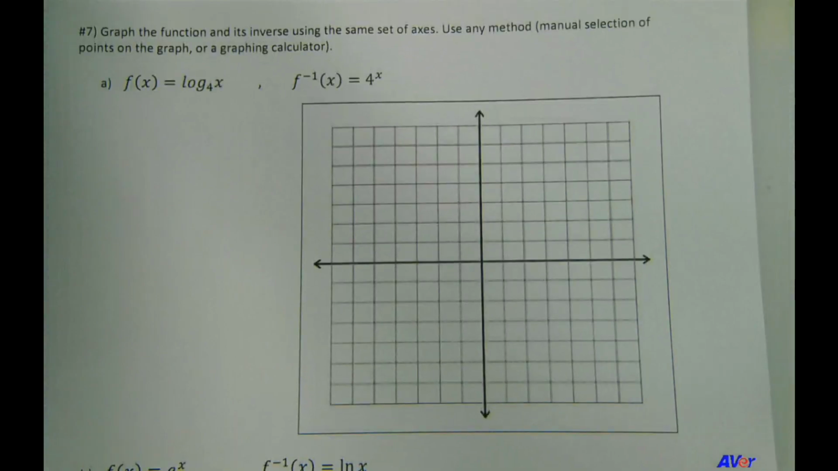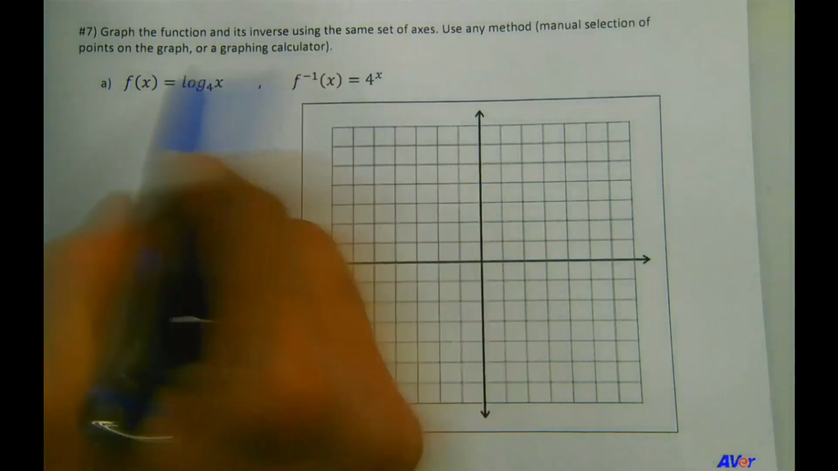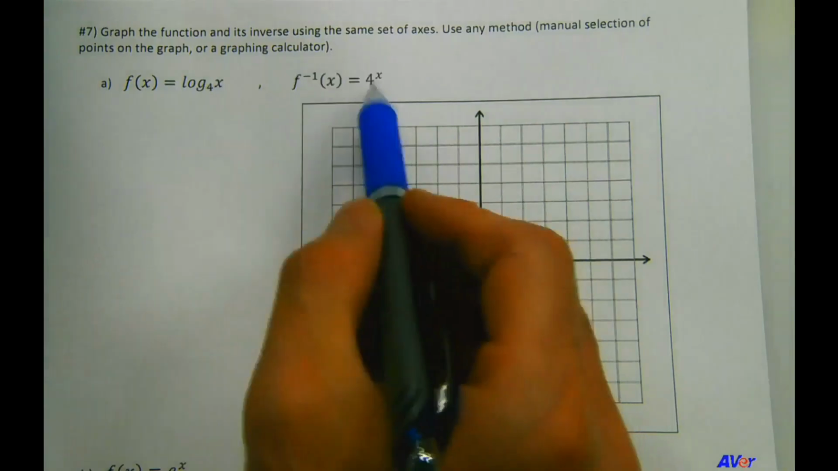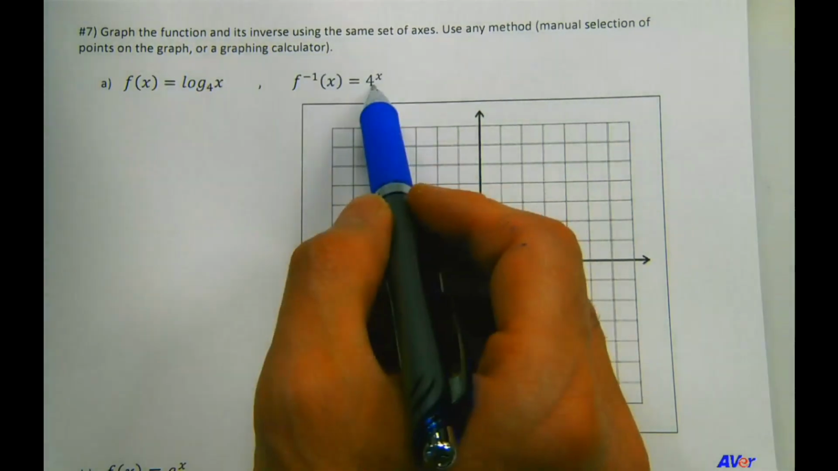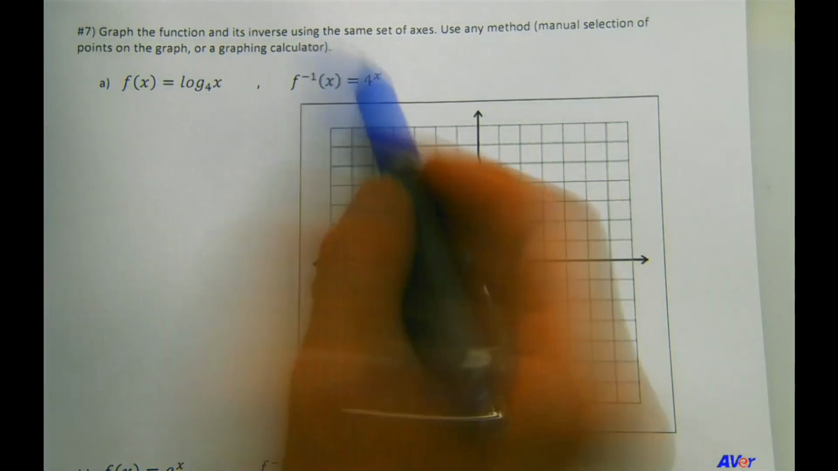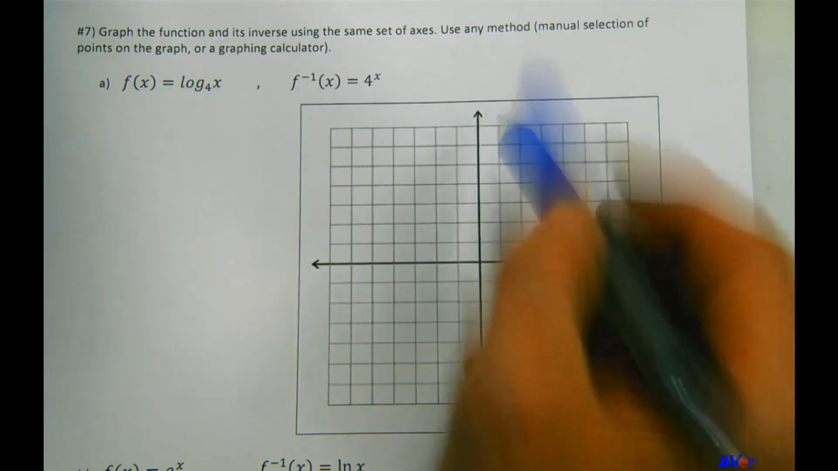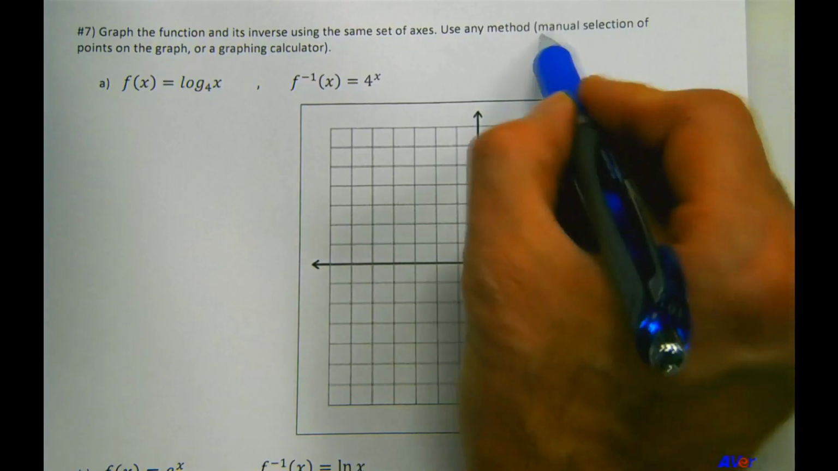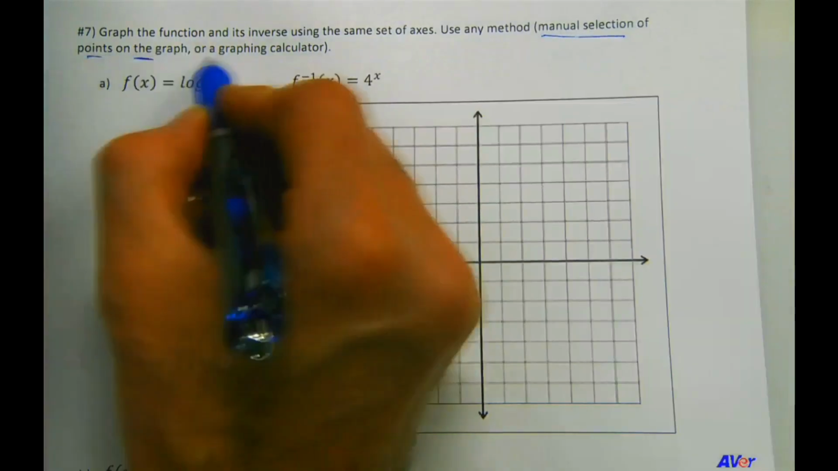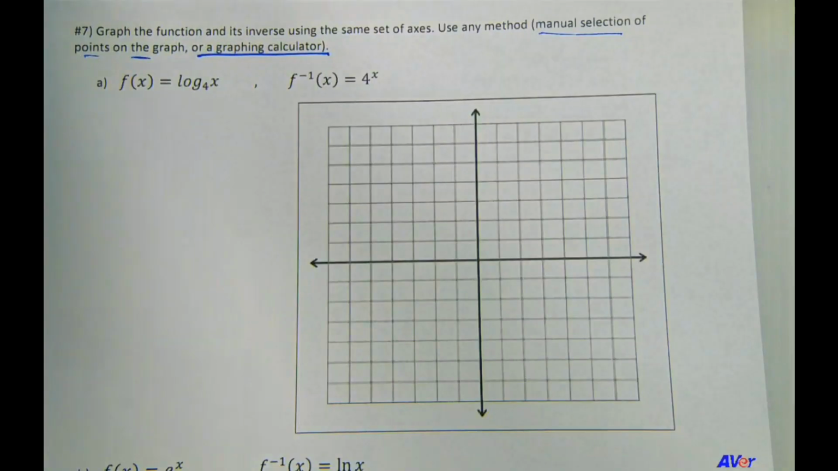Which is not using the calculator. That's all they're saying. Okay, so here they're saying graph the function and its inverse, right? This is the log function. This is its equivalent in exponential form. So graph the function and its inverse on the same set of axes. Use any method, manual selection of points on the graph or a graphing calculator.